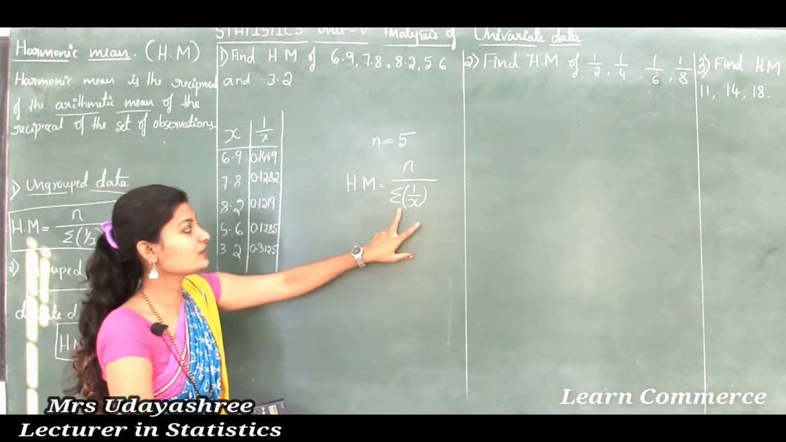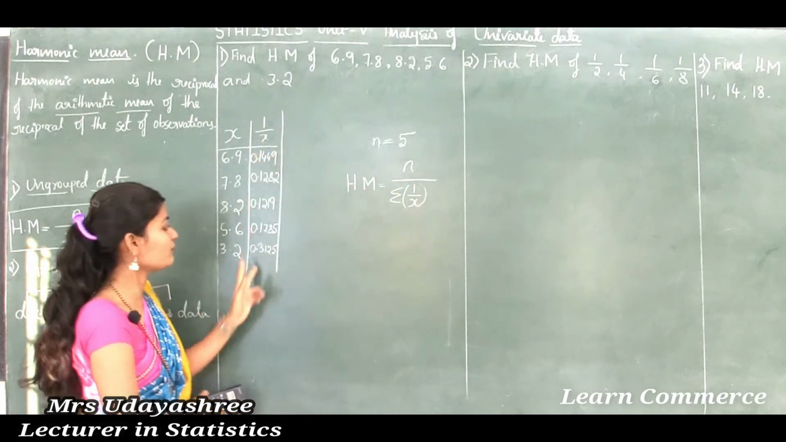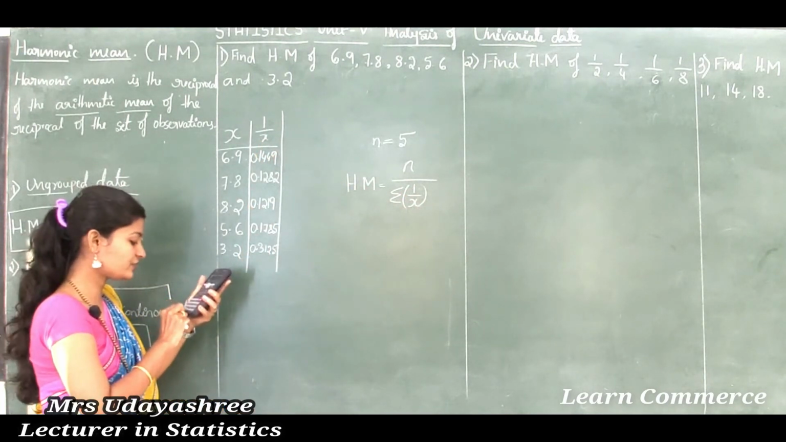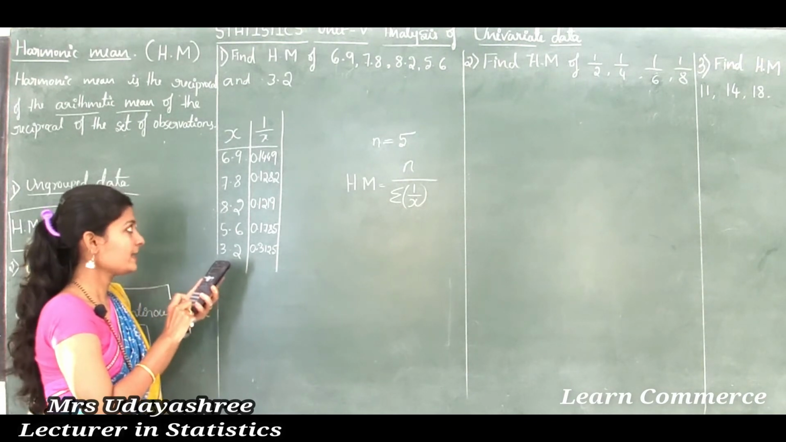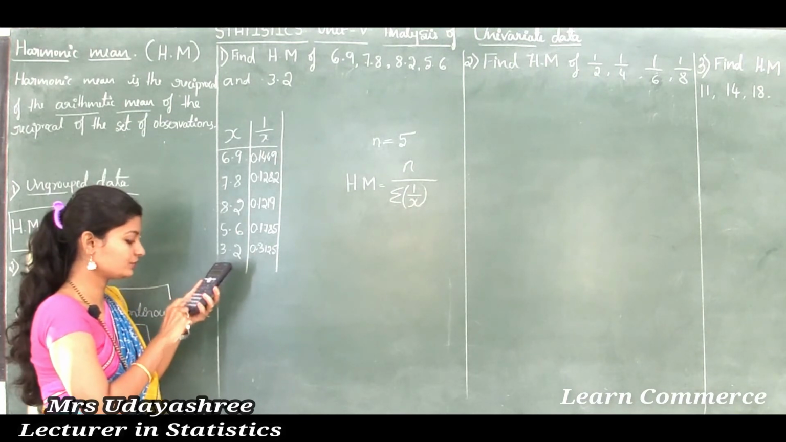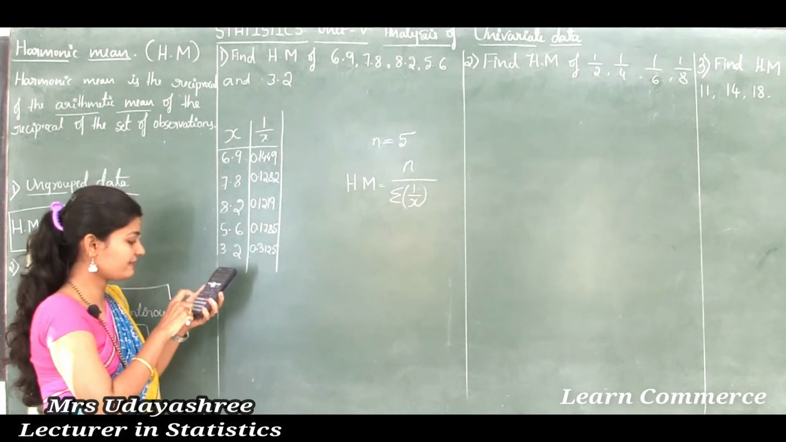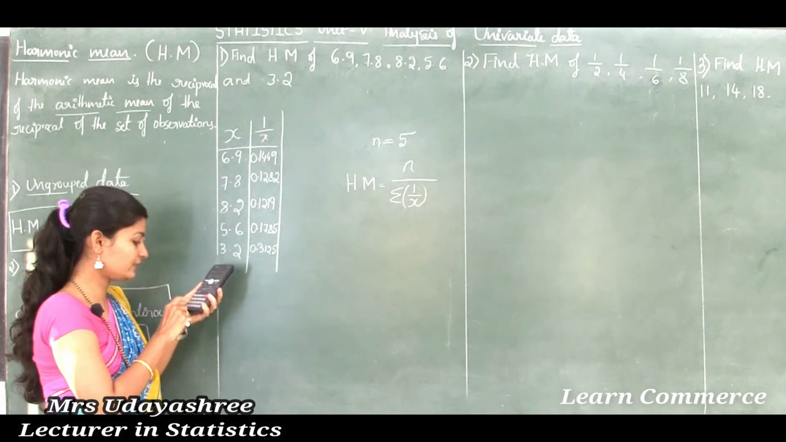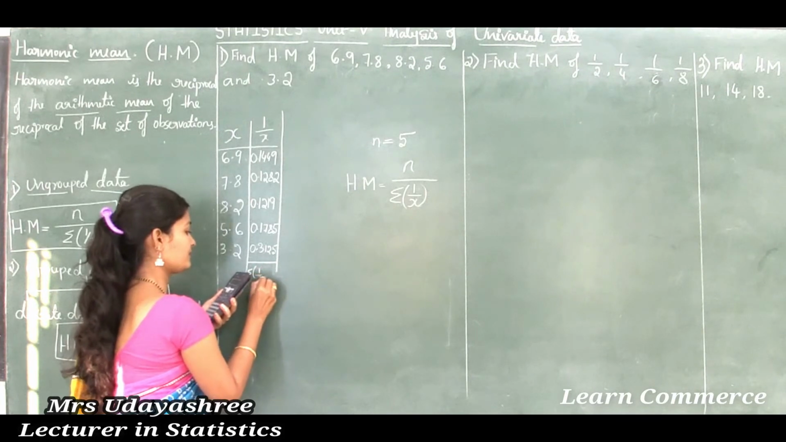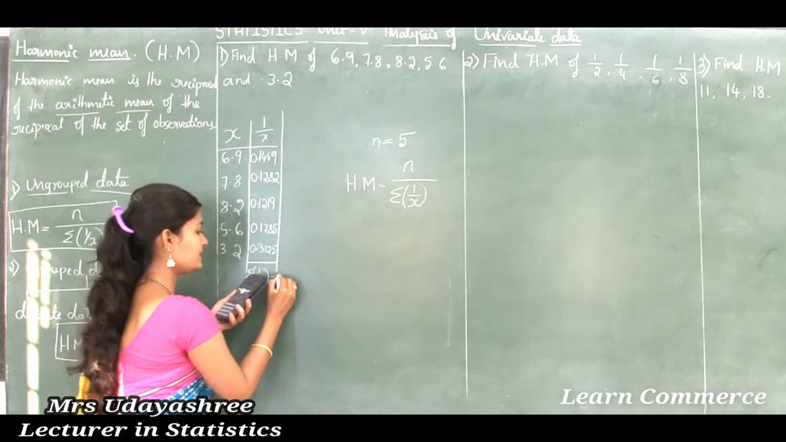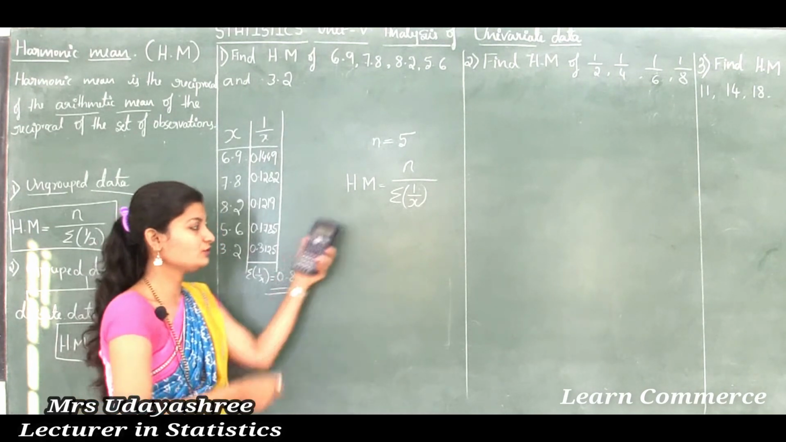Next we need to calculate sum of 1 by x, in the sense that is total of 1 by x observations. That is 0.1449 plus 0.1282 plus 0.1219 plus 0.1785 plus 0.3125. So here sum of 1 by x is 0.886. Now I will substitute this value under this formula.